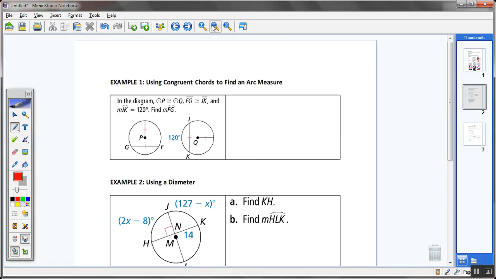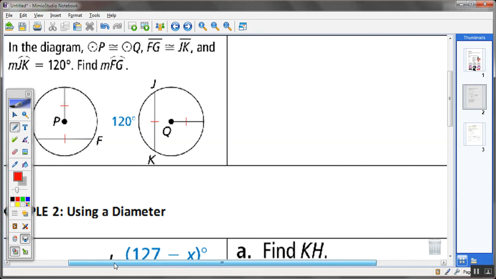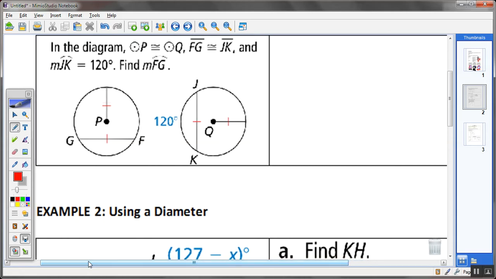Let's try this. Example number 1, using congruent chords to find an arc measure. It says in the diagram, circle P is congruent to what, kids? Circle P and circle Q, same circle, okay? It says FG and what? They are the same. It says the measure of arc JK down here, how many degrees? 120 degrees. So if JK is 120 degrees, we need to find what?